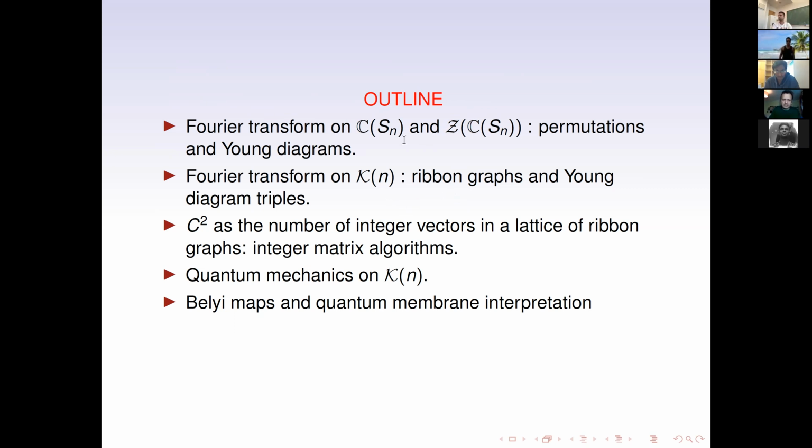And also this kind of thing can be generalized to a Fourier transformation on K of n itself, this algebra. It'll give us a Fourier transformation between a ribbon graph basis and a basis labeled by Young diagram triples. And then I will show how this Fourier transformation can be used to obtain sublattices with dimension equal to C squared. These algorithms for building these sublattices can be interpreted in terms of quantum mechanics on this algebra. In other words, this K of n can also become a Hilbert space, and we are doing quantum mechanics on that. In that setup, it's natural to think about eigenvalue problems. In fact, these problems we're thinking about are eigenvalue problems for Hamiltonians in this quantum mechanics. And finally, I'll talk about the link to Belyi maps.